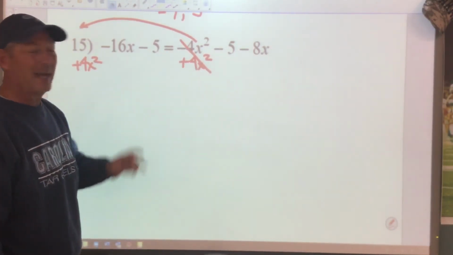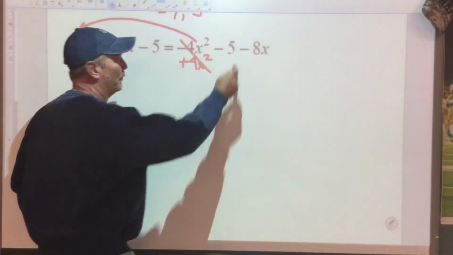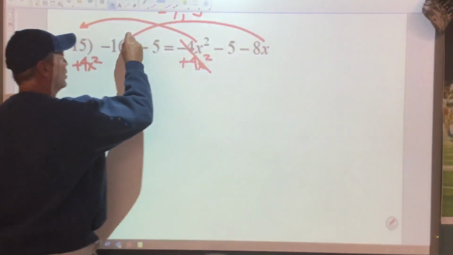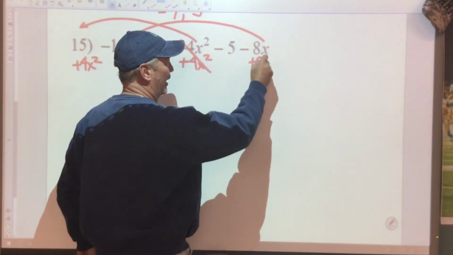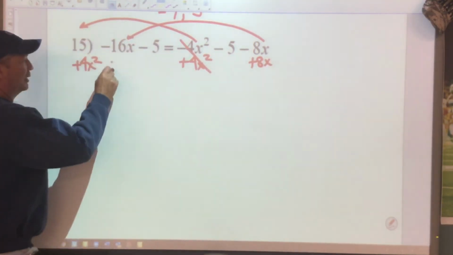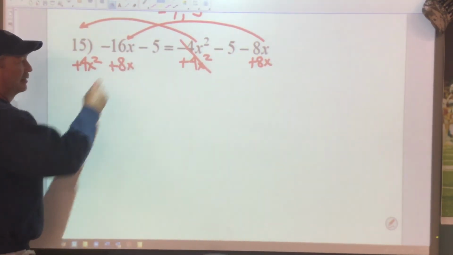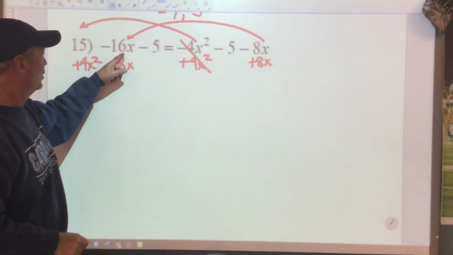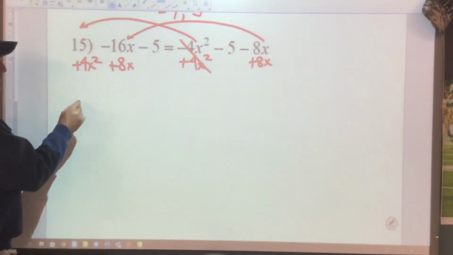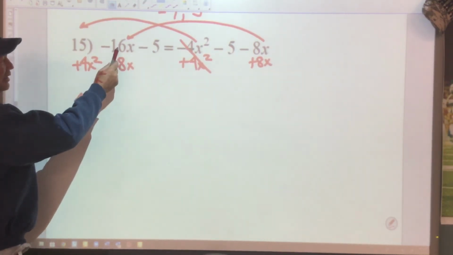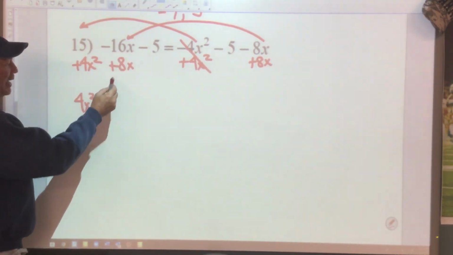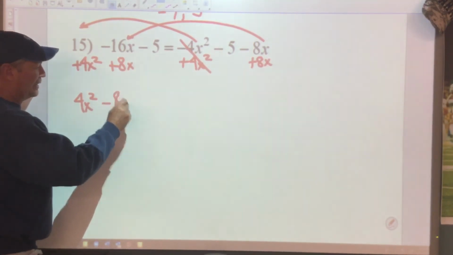Now we're going to move my 8x. We're going to move this over here to the 16. We're going to say the opposite. We're going to say plus 8x. This will give me, I'm going to bring this down, a 4x squared. A -16 and a positive 8 will give me a -8x.